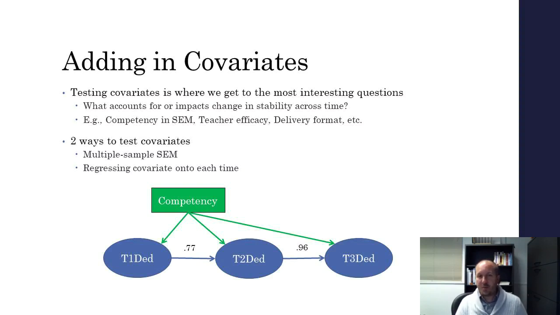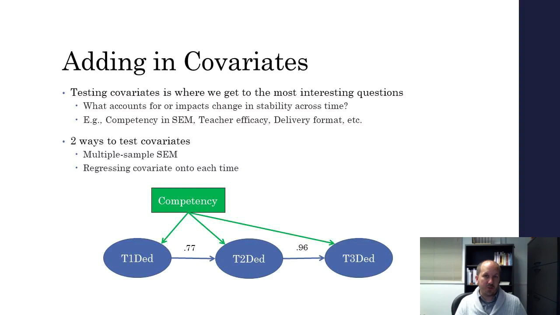Perhaps as you get more competent, you become more dedicated to doing it. So we can do that by taking competency and then regressing it onto each of our variables at each of our time points. We may take, for example, teacher efficacy and see how that impacts dedication across time, the stability of that across time. When we're testing covariates, there are two ways we can do it.